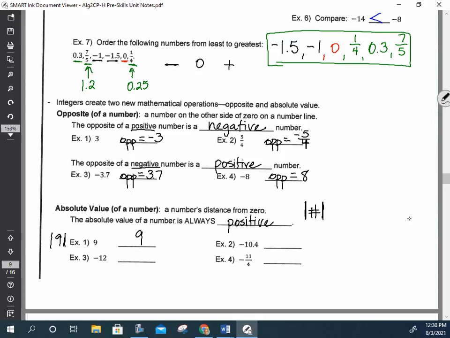Absolute value of negative 10.4, so that's negative 10.4 inside the double bars. 10.4. Absolute value of negative 12, so negative 12 inside the double bars, that's 12. And negative 11/4, so the absolute value of negative 11/4 is 11/4.